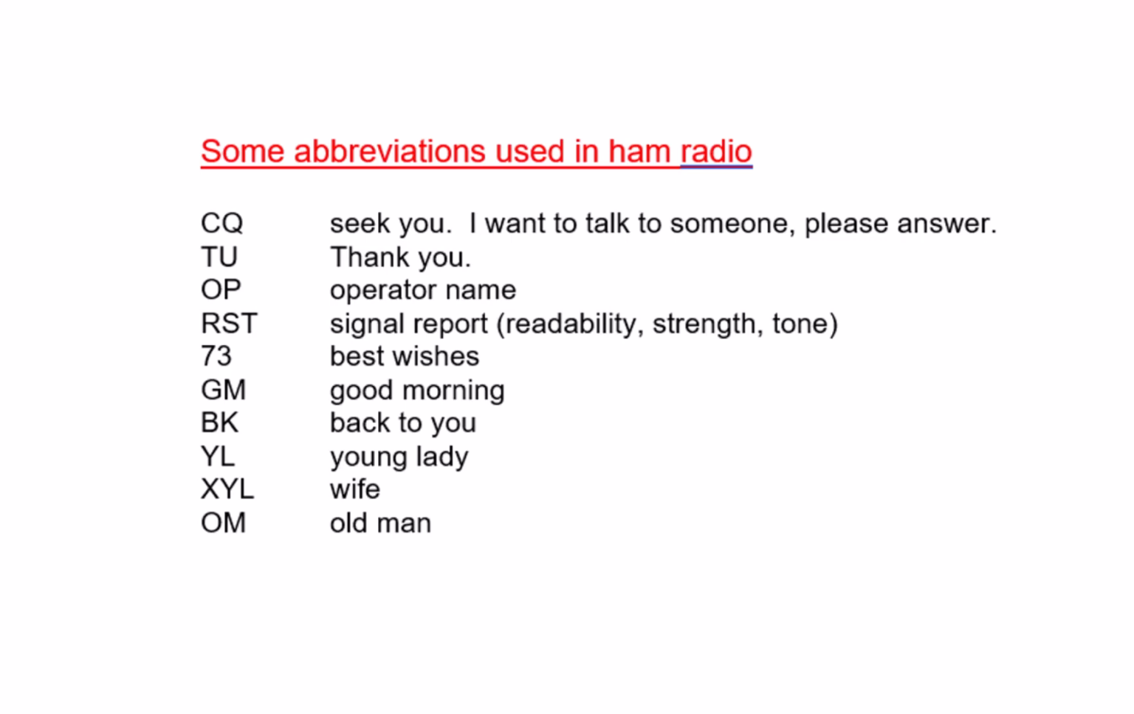TU for thank you. OP for operator's name. RST is a signal report, meaning readability, strength, tone. 73 means best wishes. GM for good morning, GE good evening. You know, we're used to these kinds of abbreviations. BK for back to you, like you're turning the transmission back over to the other person. A YL you sometimes hear on the air, that's young lady. XYL, a wife. And OM, old man. So these are often used, especially in CW on Morse code. You'll see these from time to time.